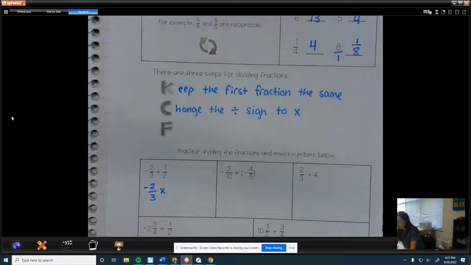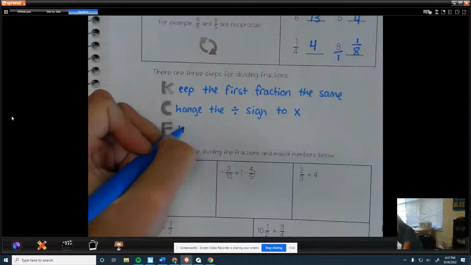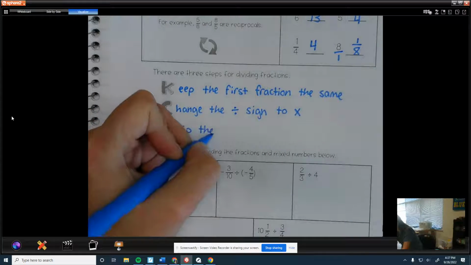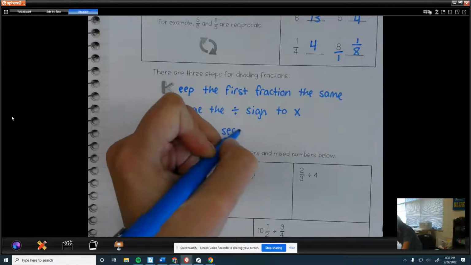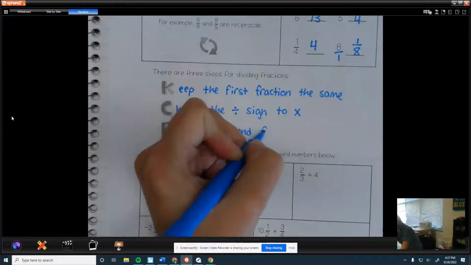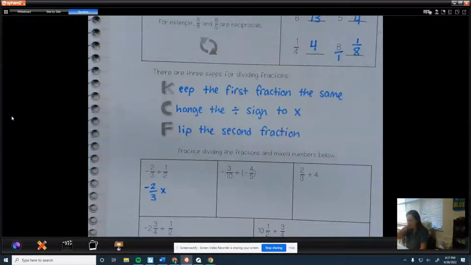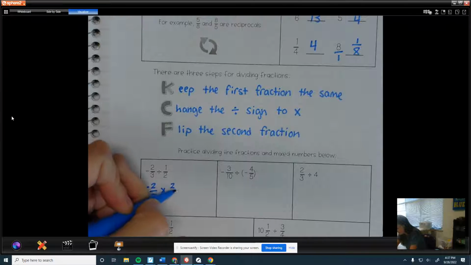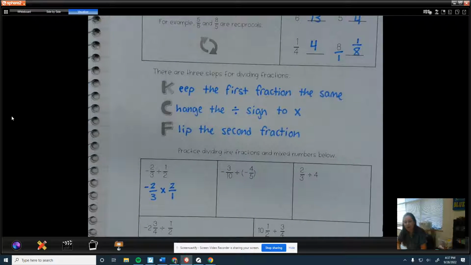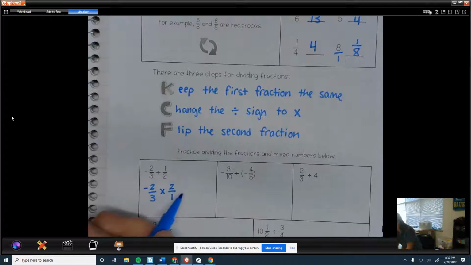And then the third step is to flip the second fraction. So basically, you're going to write the reciprocal of the second fraction. So the reciprocal of 1/2 would be 2, or 2/1. So flip it. And then you just multiply. You just got yourself a multiplication problem.